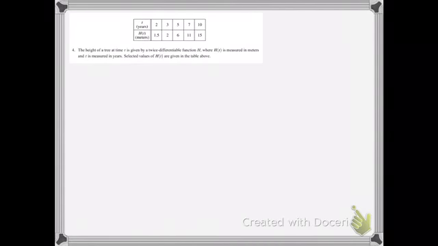All right, question 4 is another standard in the AP Calculus test. I took this directly from the 2018 test published online at the AP College Board website. We've got a table of values there, time and h of t measured in meters. The height of a tree is given by a twice differentiable function. Selected values of h of t are given in the table above.